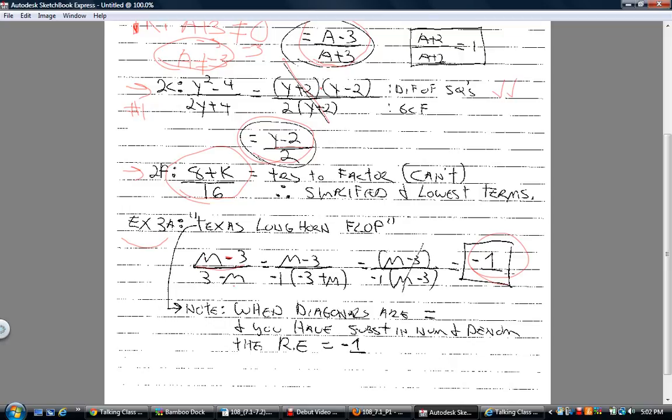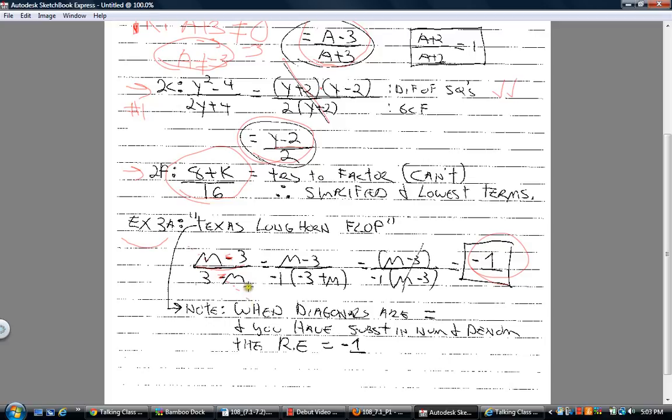Now you would not know that unless you memorize it, and I'm going to show you why in a second. So I want you to learn this Texas Longhorn flop. It'll save you lots of time, and you'll be in great shape. Hopefully you see, match the pattern. You must have subtraction. The other thing you might see is, look at the m and look at the potential diagonal. When you see the variables in a diagonal position and you've got subtraction, you can also tell yourself you've got the Texas Longhorn flop, and it simplifies down to -1.